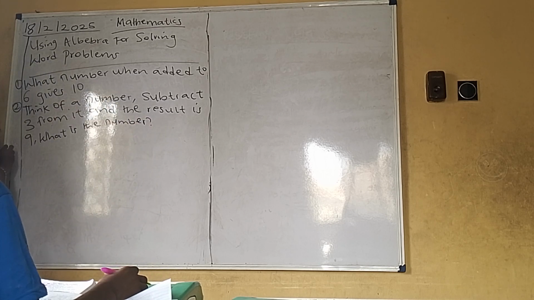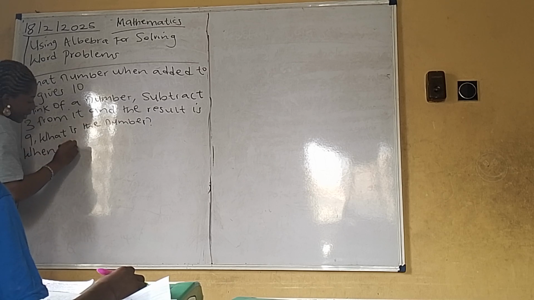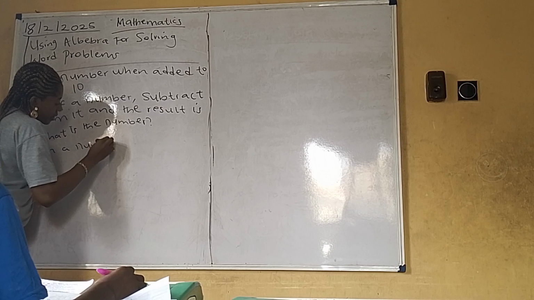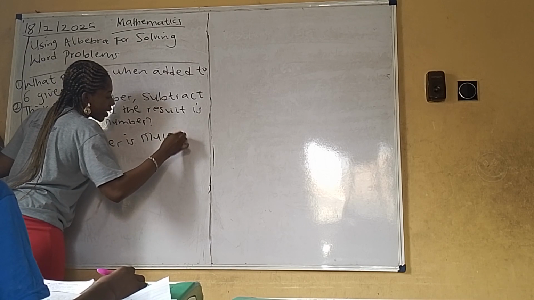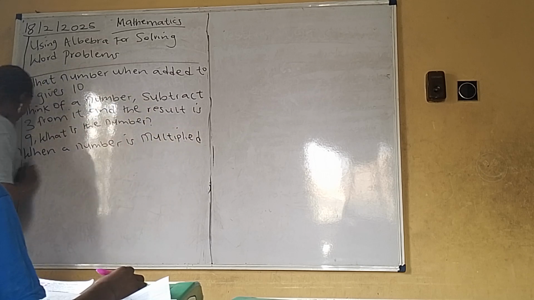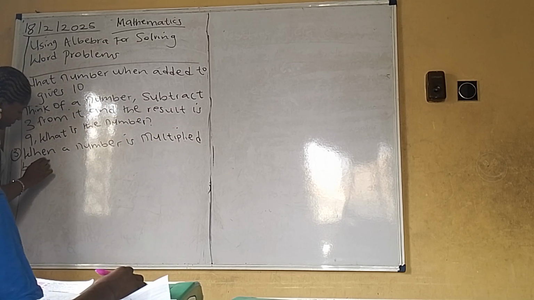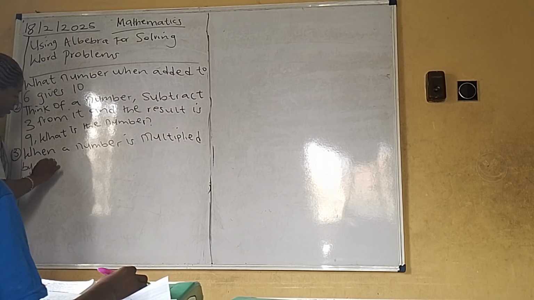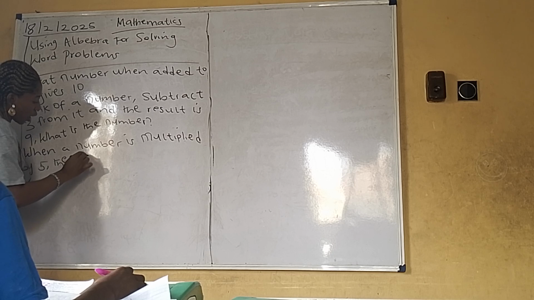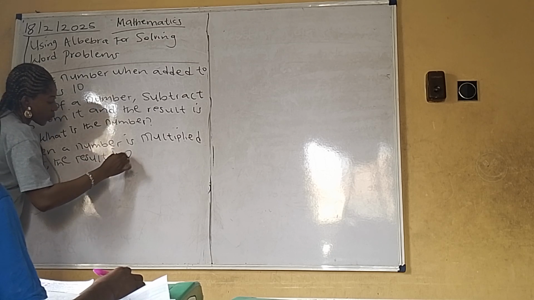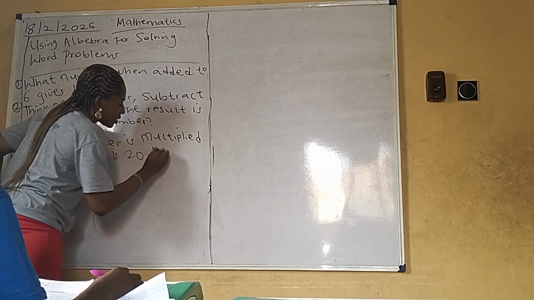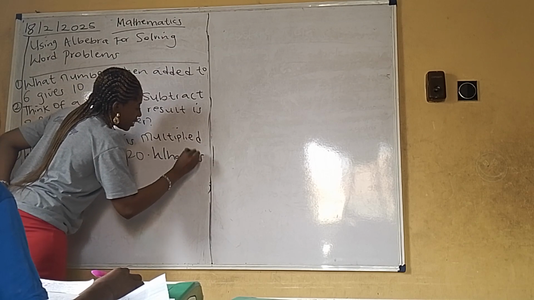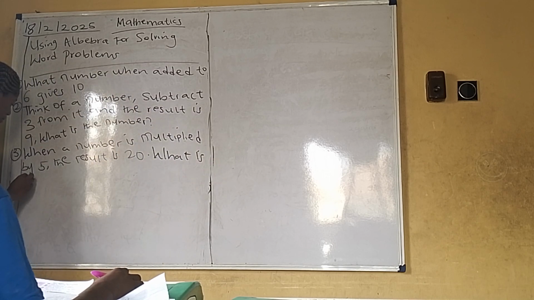One more: when a number is multiplied by 5, the result is 20. What is the number?